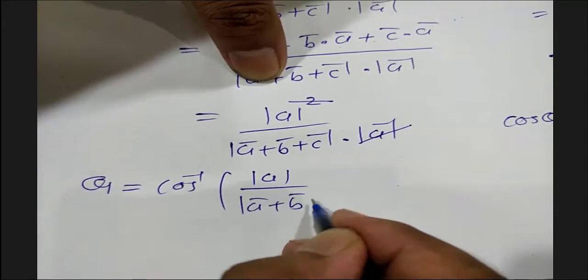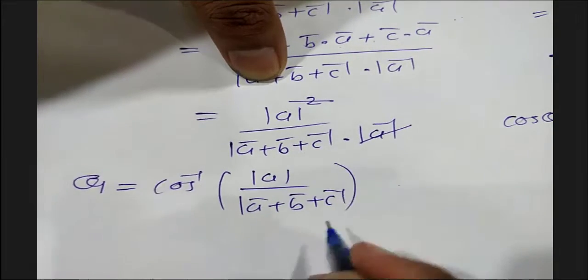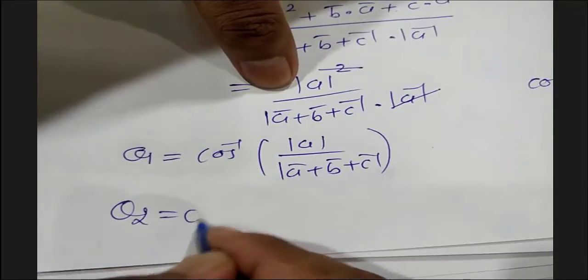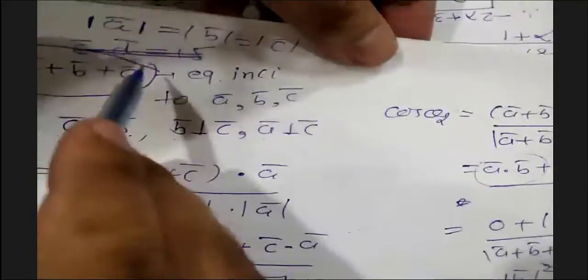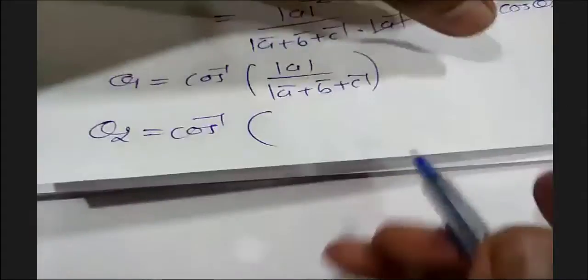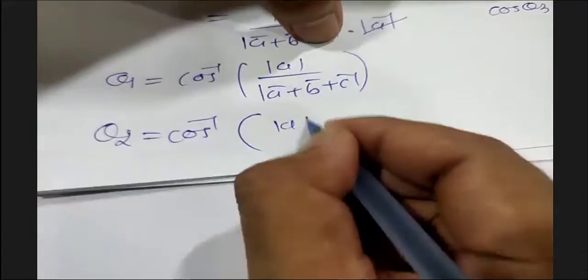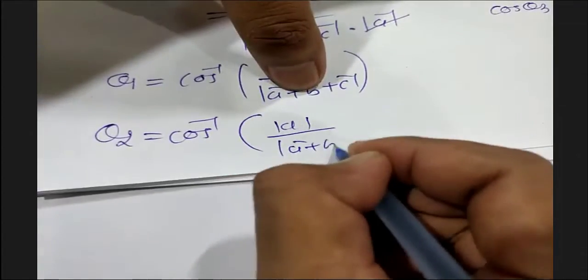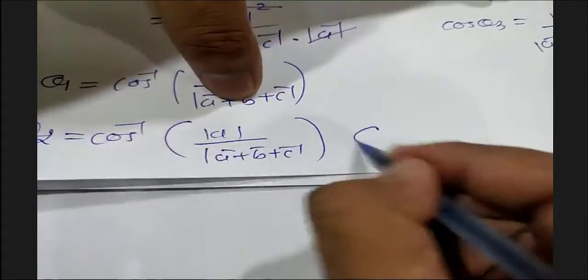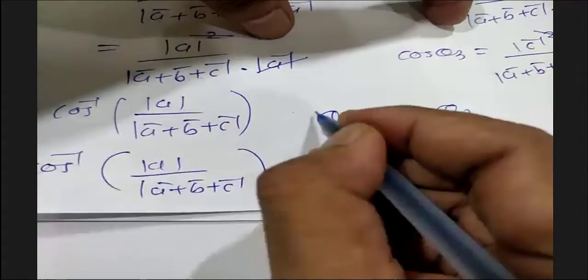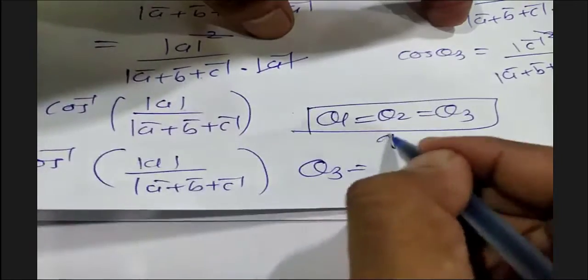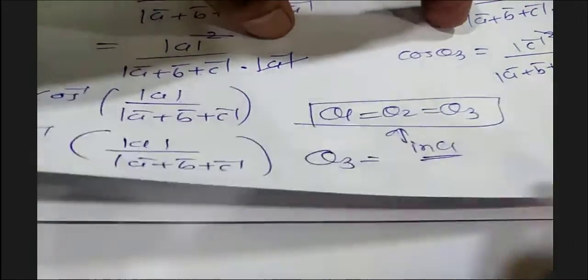Magnitude of a bar, b bar, c bar, and theta 2 is equal to cos inverse. Now in place of magnitude b bar you can write a bar, so cos theta 2 is also magnitude of a bar upon a bar plus b bar plus c bar. Similarly with theta 3. Hence theta 1 is equal to theta 2 is equal to theta 3, which means they are equally inclined, making the same angle. Anyone having doubt?